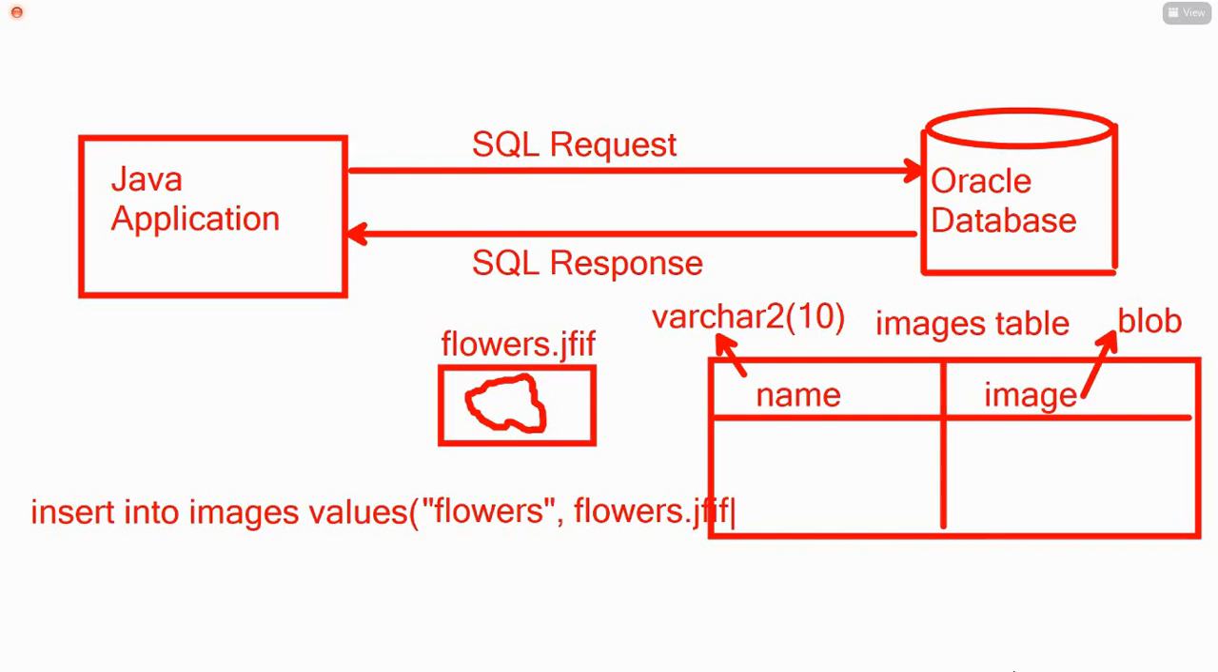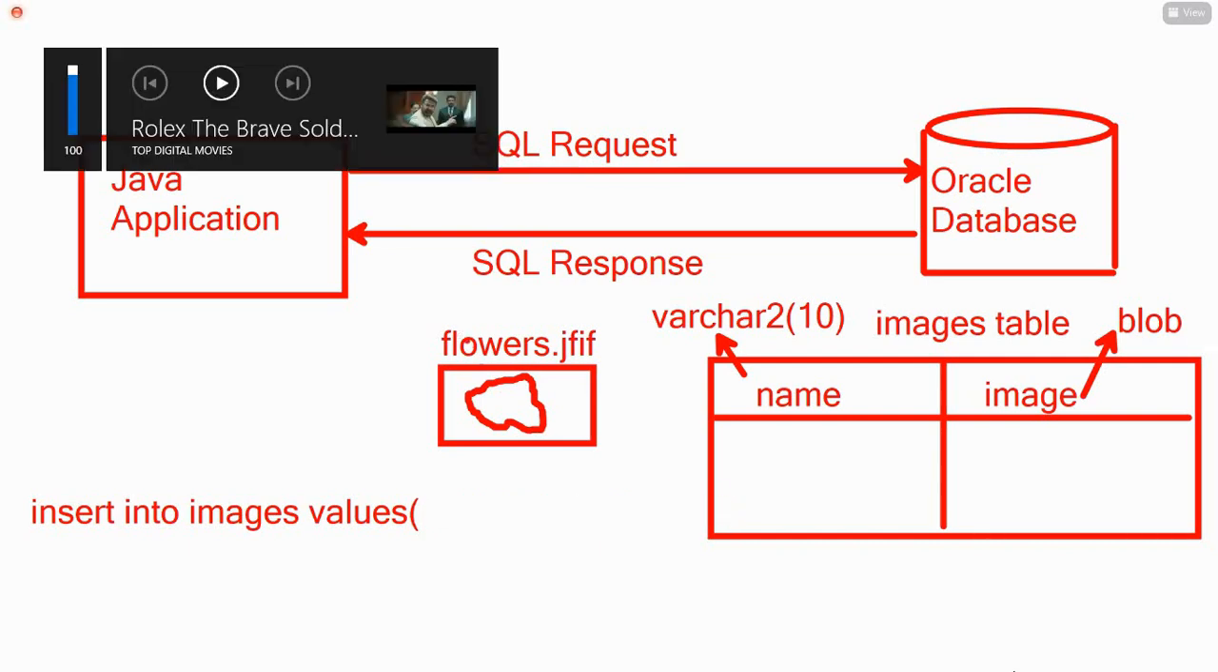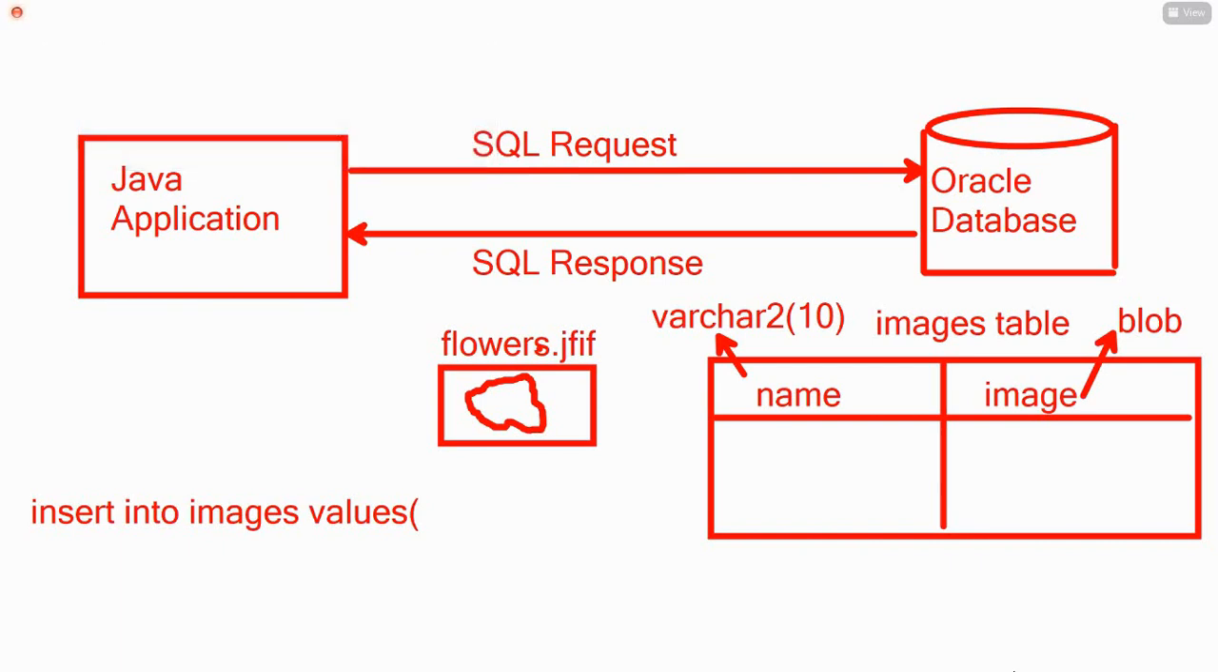What do you mean? Now, I don't want to store the name of the image. I don't want to store the path of the image. I want to store the image. I want to store the picture. File content I want to store. Now, what do we have to write?